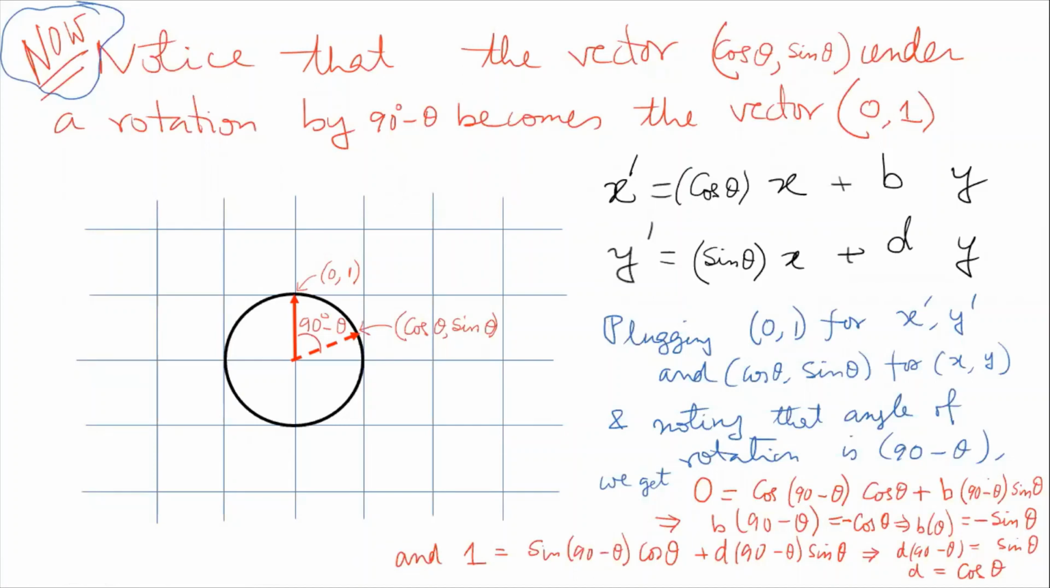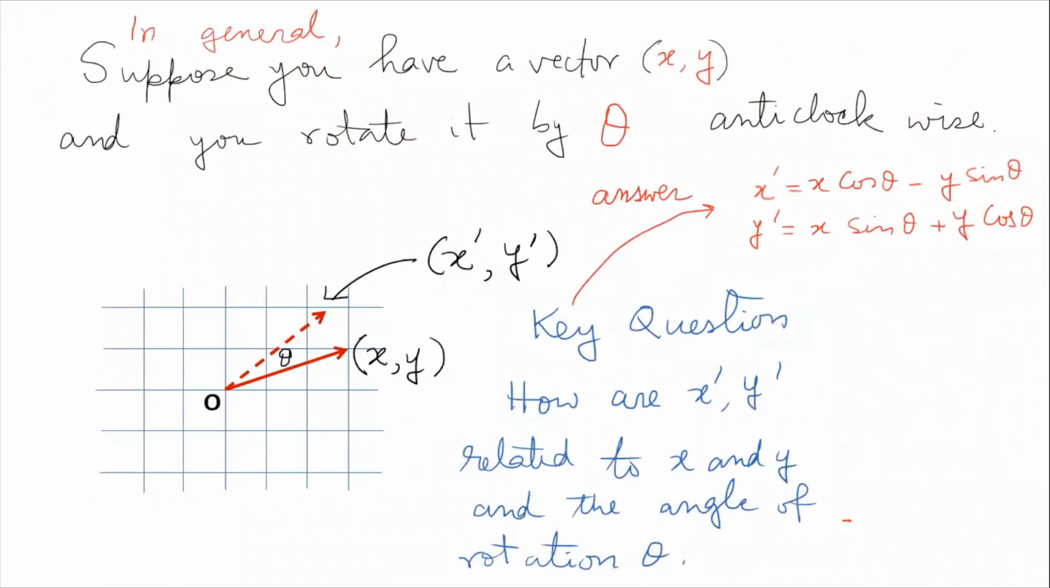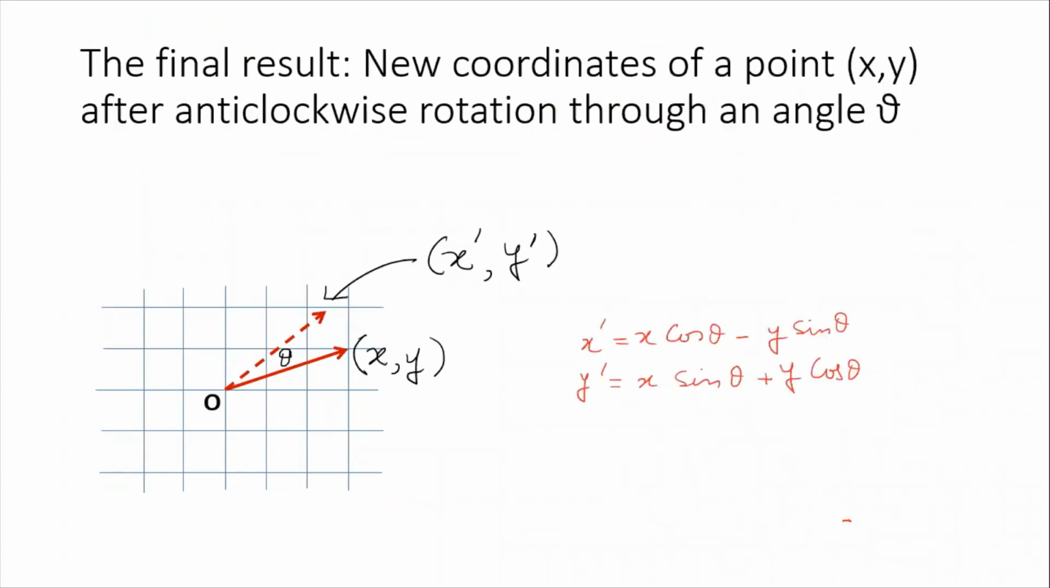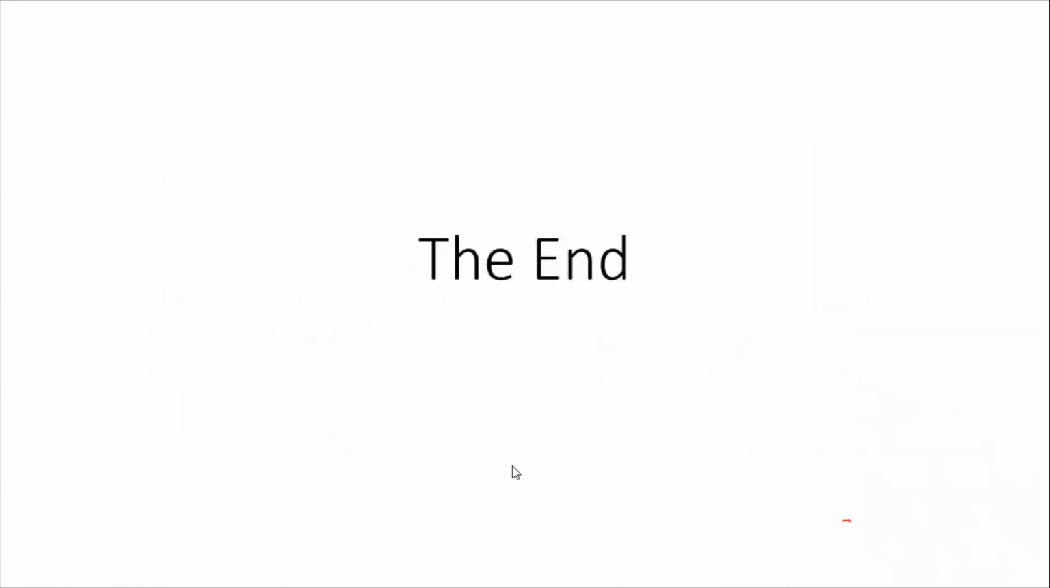Okay, so putting it all together now, the question that we originally asked was, how are x prime, y prime related to x and y? We have got the solutions because we have found the values for a, b, c, and d as functions of theta. And the final answer is x prime equal to x cos theta minus y sin theta, and y prime equal to x sin theta plus y cos theta. So I guess that is the end.